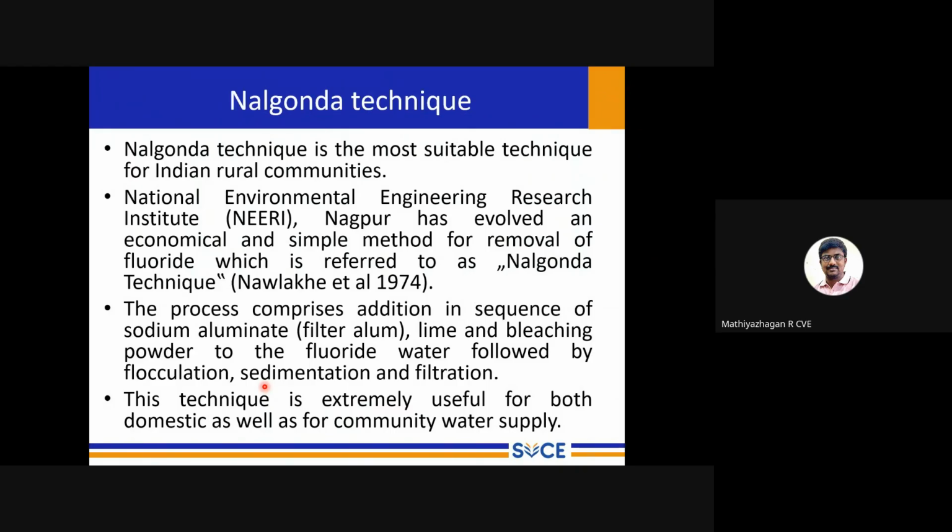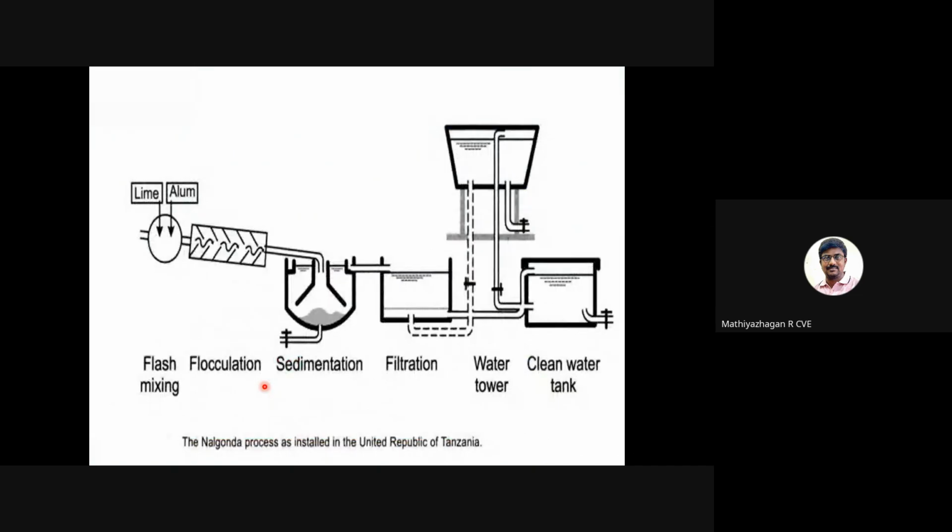So one of the cheapest techniques was developed by NEERI, the National Environmental Engineering Research Institute, in the year 1974: the Nalgonda technique. Yes, it's a regular conventional treatment only. So here we are adding alum, and along with the alum, we are adding lime also. This lime also reduces the hardness. All the other treatments are the same as our conventional treatment, like flocculation, sedimentation, filtration, and disinfection. Then the treated water is supplied to the consumer.